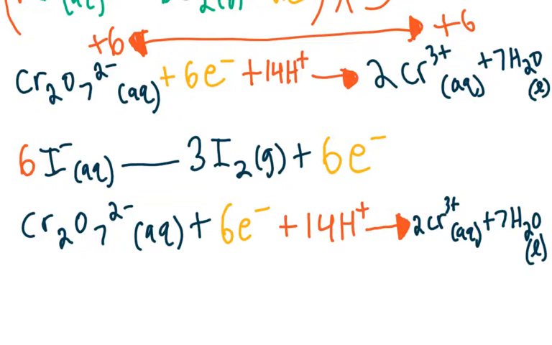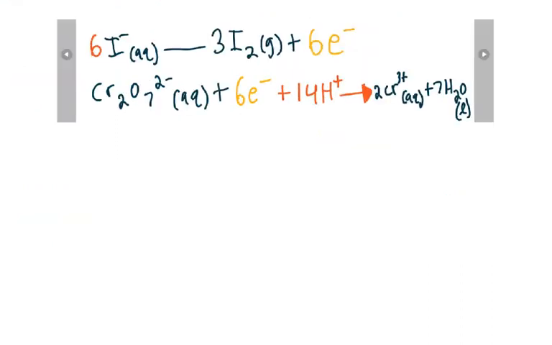Actually, let's just go to a different page because we're running out of room. All right, here we are. So we're on another page now. All right, now we have to add these two half reactions together, right? So let's go ahead and do that.